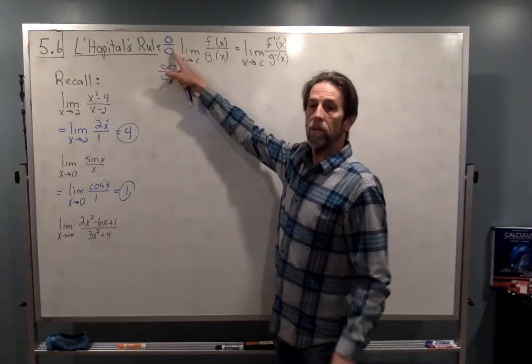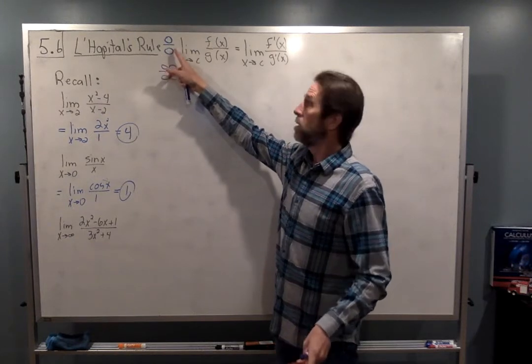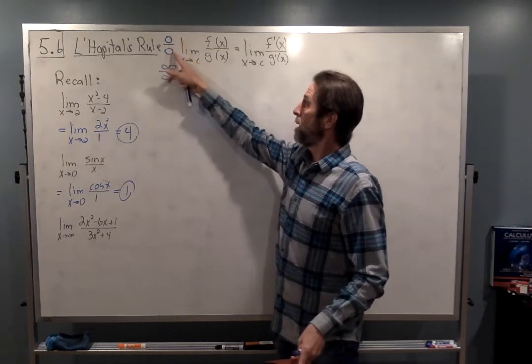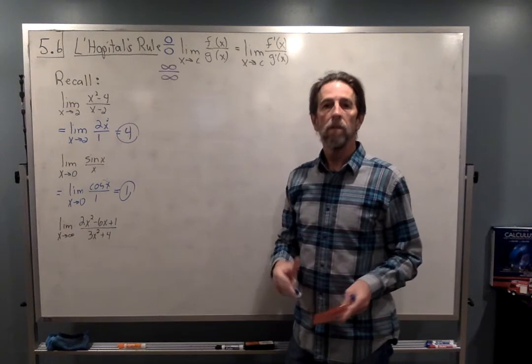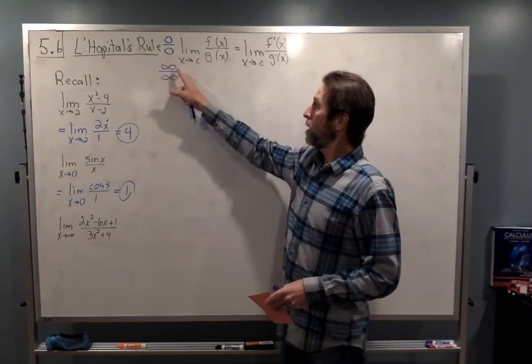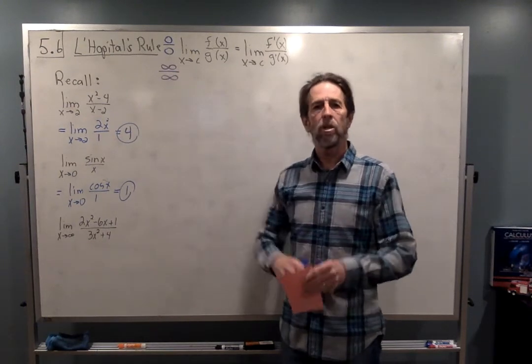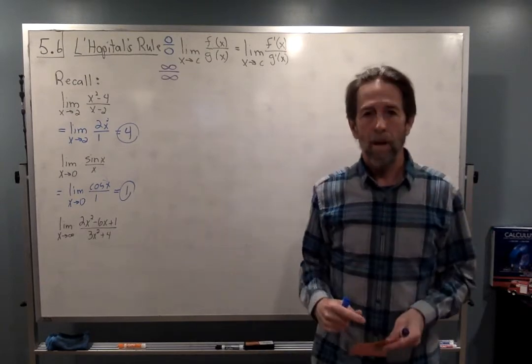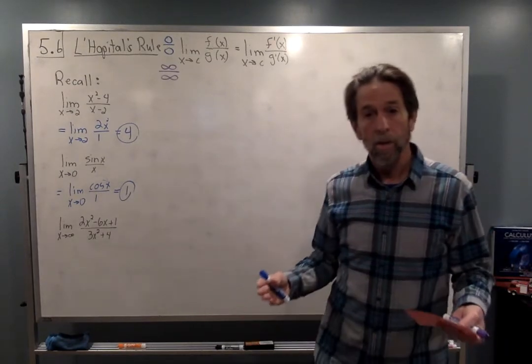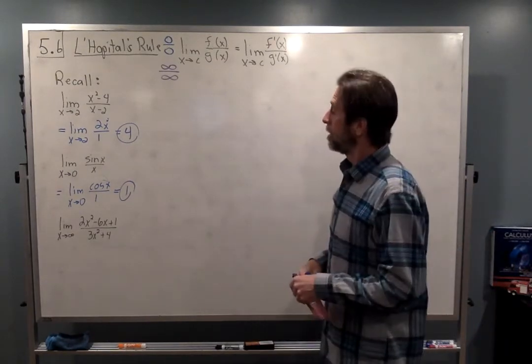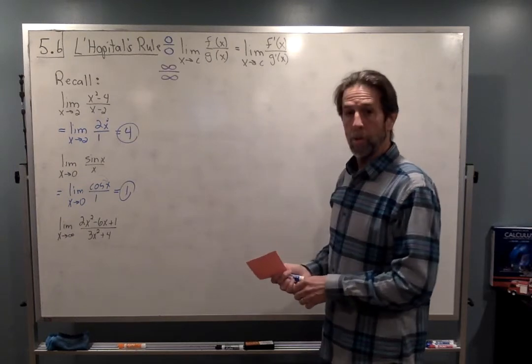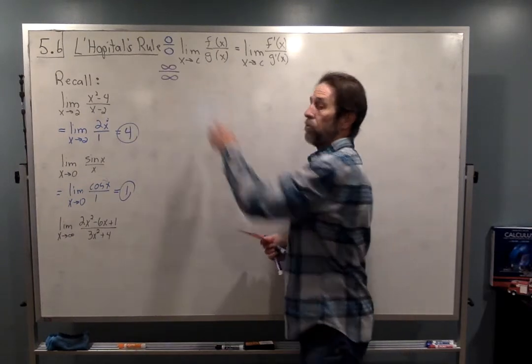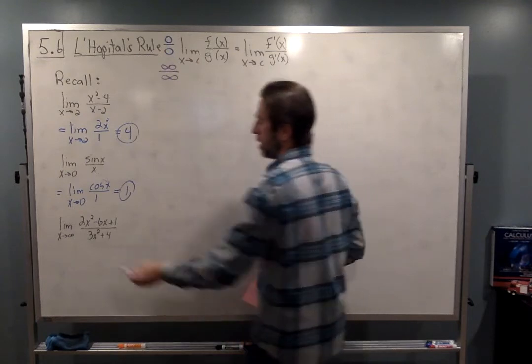A number divided by 0, I could handle. It's undefined. 0 divided by a number, I could also handle. That was 0. Same thing with infinity over infinity. I have a function getting really large, divided by another function getting really large. We don't really know what's happening. So we can apply L'Hopital's rule equally as well with infinity over infinity. So let's apply it.